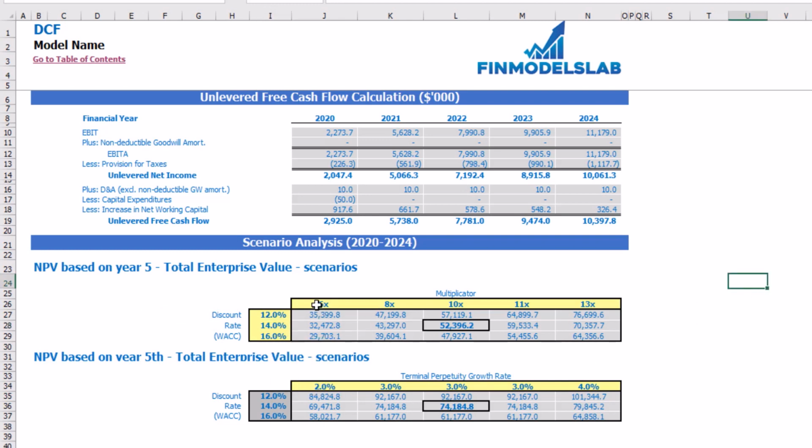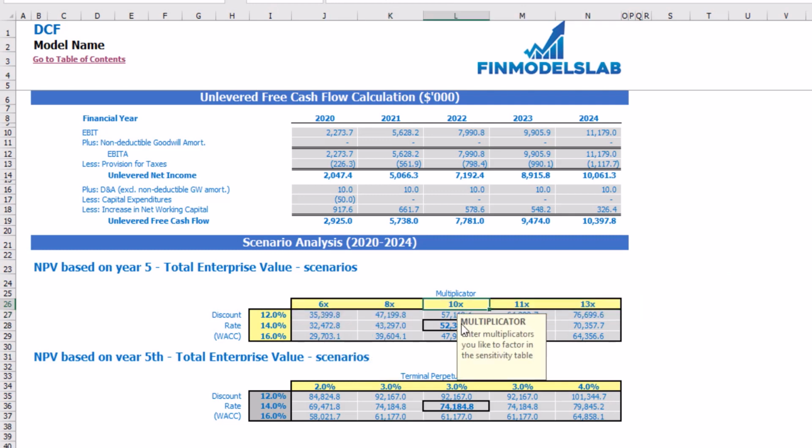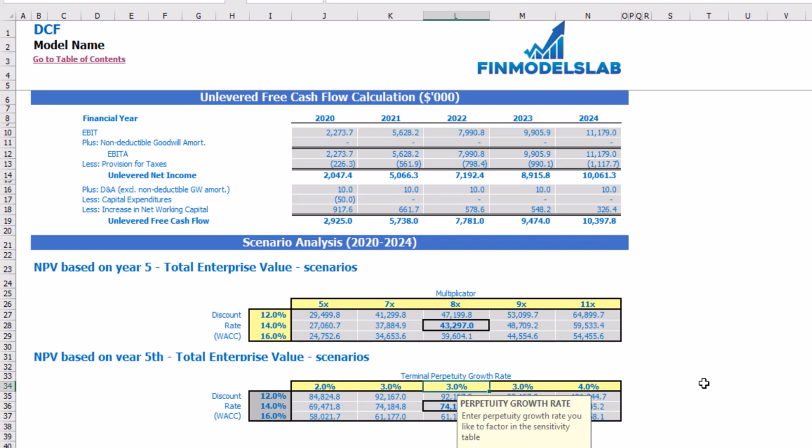And the second factor for the first scenario analysis is the EBITDA multiplicator, so you can use this multiplicator as an assumption as well. You may change it to 8%, for example, and you may see the different values for your enterprise value. The second one is the terminal perpetuity growth rate, which can be changed as well, for example 5%, and you may see below all the enterprise value scenarios.